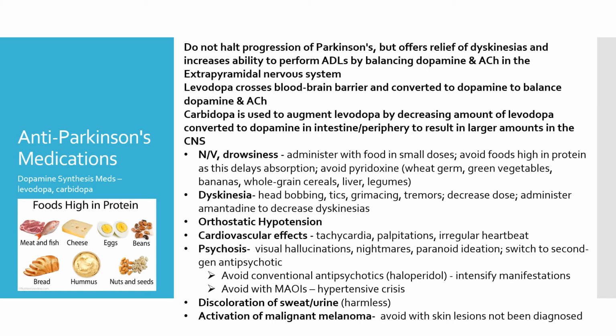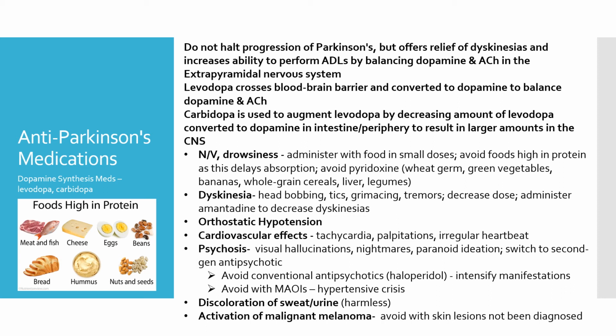I've kind of separated these, so this portion of these medications are going to be the dopamine synthesis meds, such as levodopa and carbidopa. These do not halt the progression of Parkinson's, but offers the client relief of the dyskinesias and increases their ability to perform the activities of daily living by balancing the dopamine and acetylcholine in the extrapyramidal nervous system. Levodopa crosses the blood-brain barrier and converts to dopamine to balance dopamine and acetylcholine, whereas carbidopa is used to augment levodopa by decreasing the amount of levodopa converted to dopamine in the intestine and periphery, resulting in larger amounts to then be converted and used in the central nervous system instead. So these may be used in conjunction.